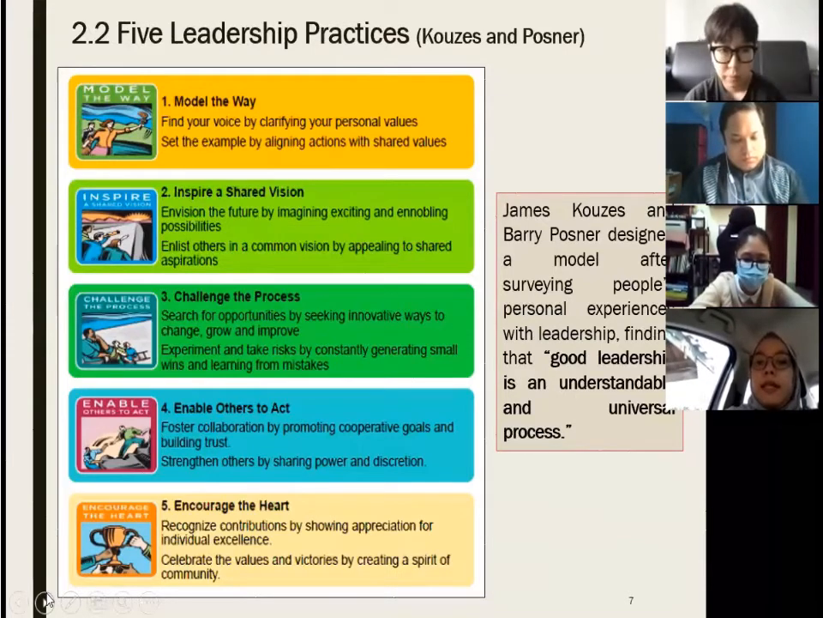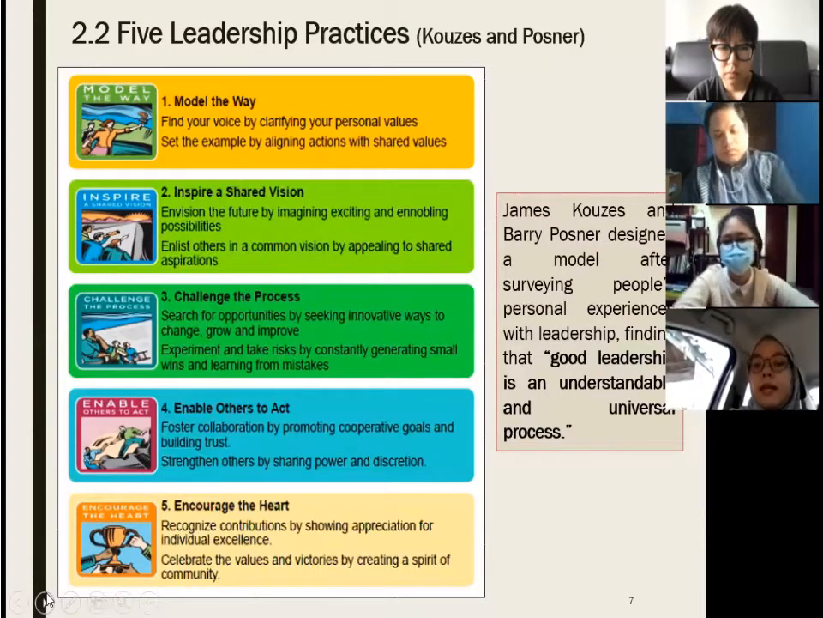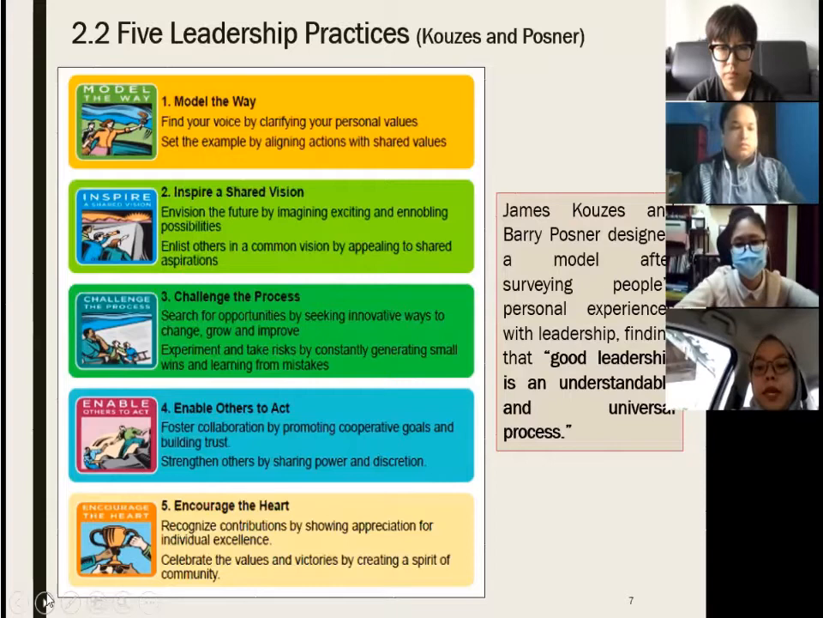The second one is inspire a shared vision. That suggests leaders should begin work on their vision before enlisting others to refine it and make it theirs. It emphasizes the use of powerful language to capture the vision in a way that inspires others. The 2 key behaviors in this practice are envision the future by imagining exciting possibilities, and also enlist others in a common vision by appealing to shared aspirations.